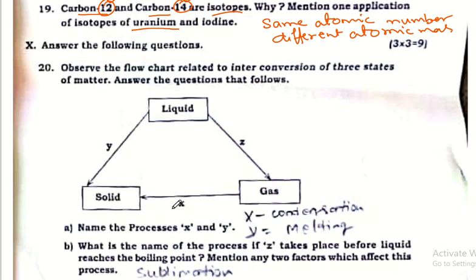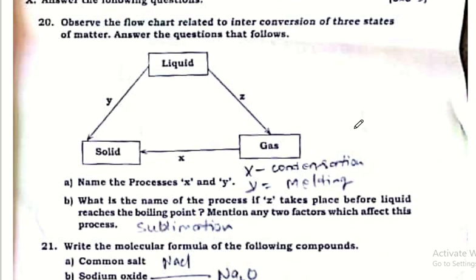Observe the flow chart related to the interconversion of the three states of matter. Answer the following questions. Here liquid changes into gas and gas changes into solid. Name the processes X and Y. The process X is gas converted into solid. This is called condensation of gas. And Y is liquid converted into solid. This is called melting or evaporation.